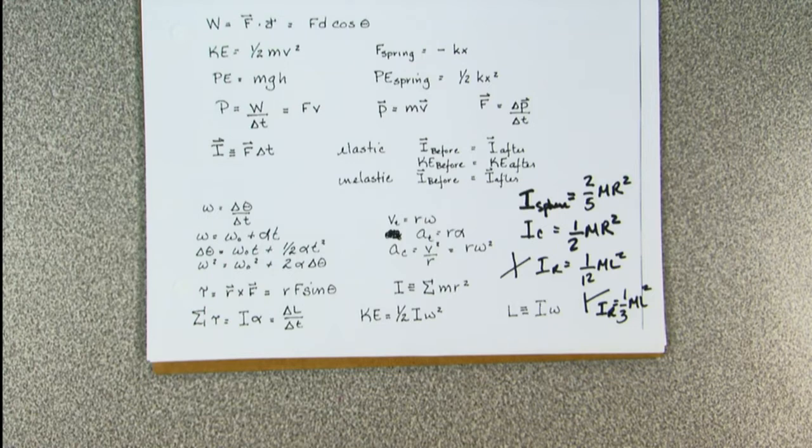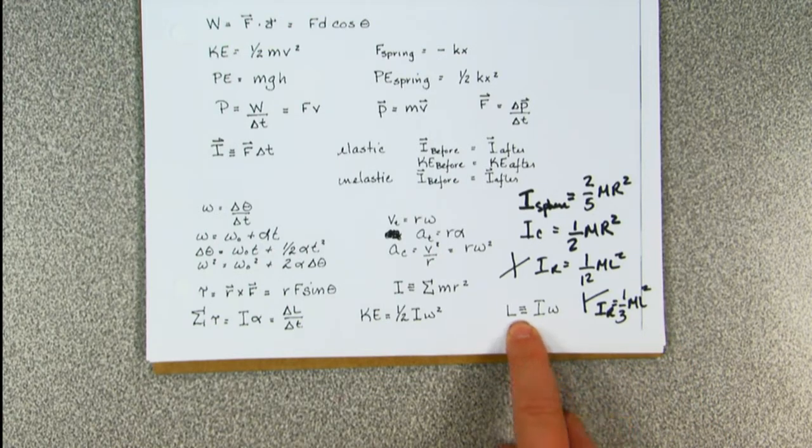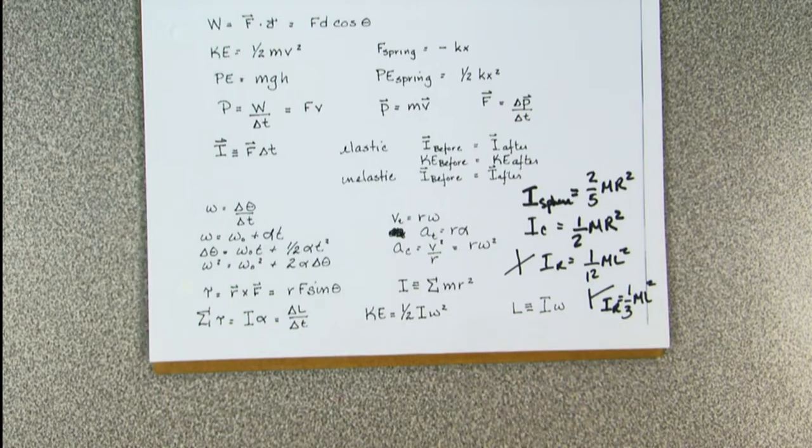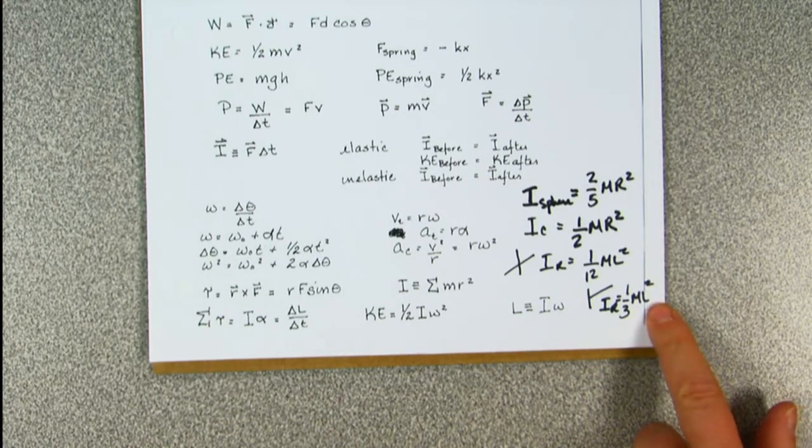What, you had a question? What did you say L was? The length of the rod? That L is angular momentum. And this is a length. This is a length for the rod.